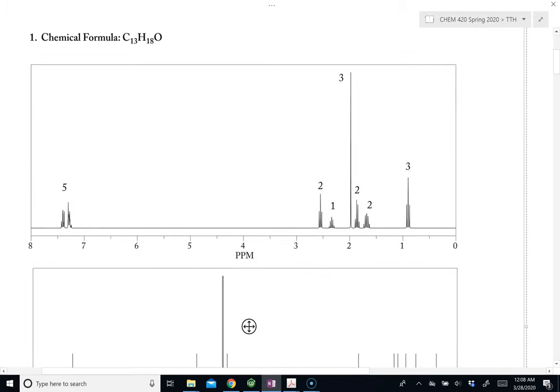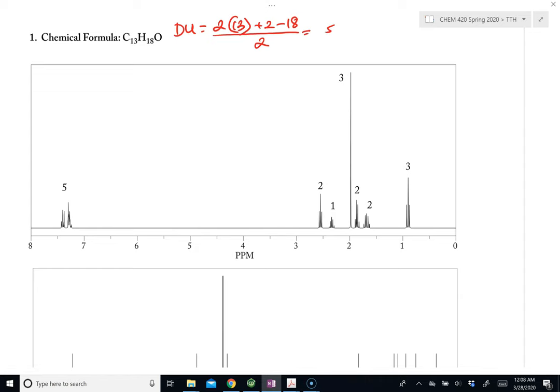So now let's go over the answer together. In this case again, the first step is to calculate the degree of unsaturation. DU equals 2 times the number of carbon, which is 13, plus 2, minus the number of hydrogen, in this case 18. We do not have any halogen or nitrogen, so we do not add, subtract, or divide by 2. So this would then equal 5. So 5 degrees of unsaturation.